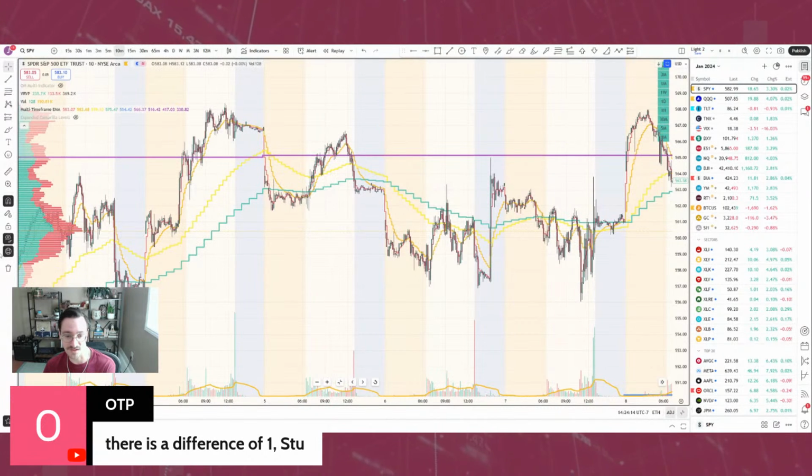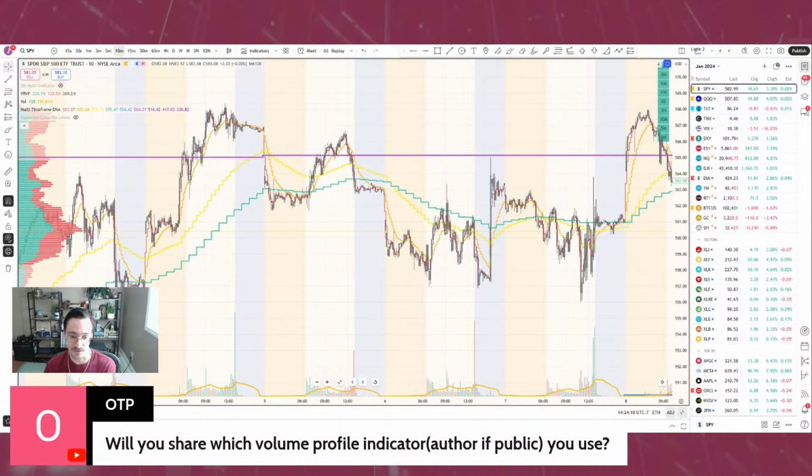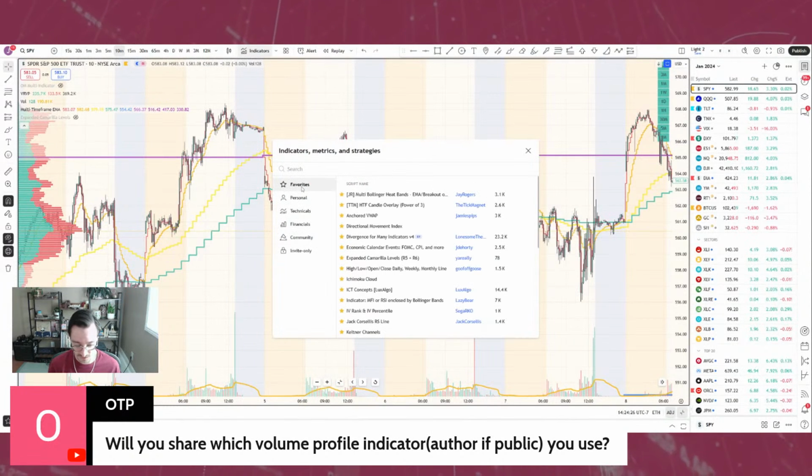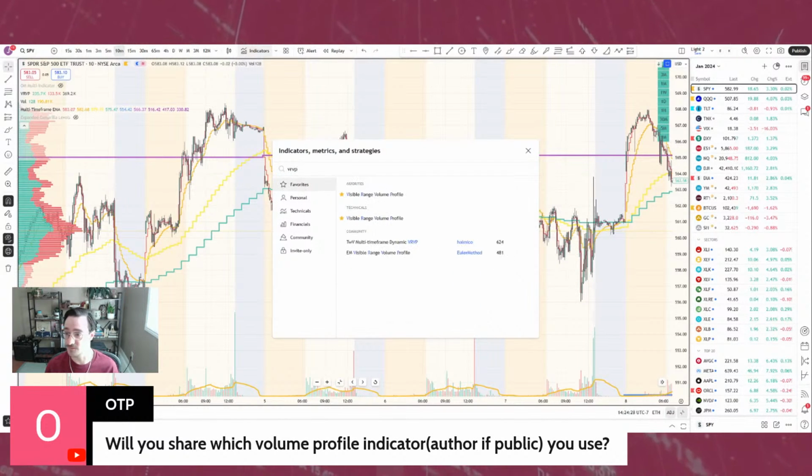Okay, it looks like we got some new people in here. Let's go back through the comments real quick. OTP, will you share which volume profile indicator author you use? Absolutely. So this is VRVP, visible range volume profile. It looks like it's actually a default indicator on TradingView. So no particular person made this. I guess just somebody working for the company themselves.